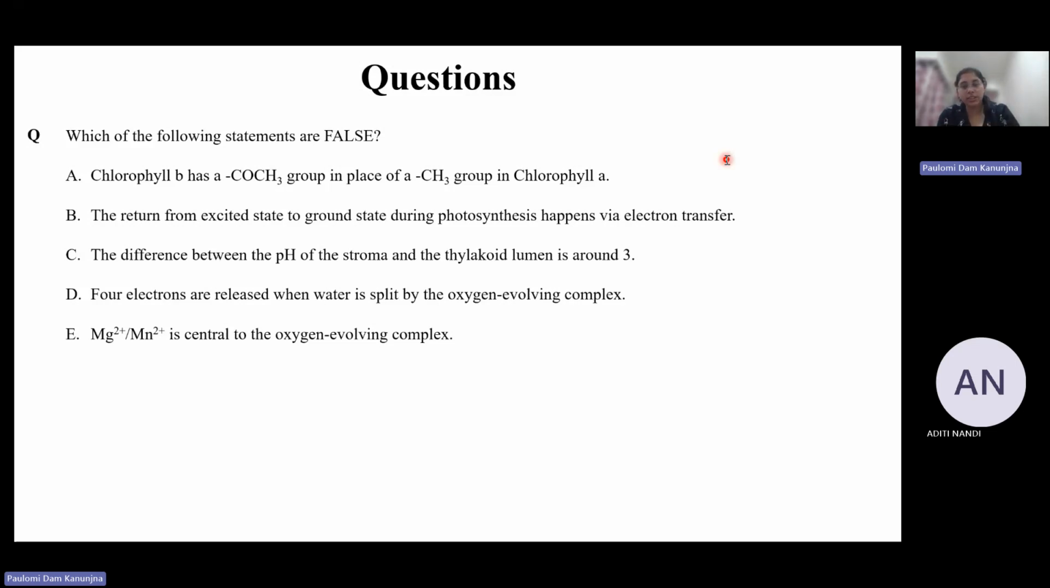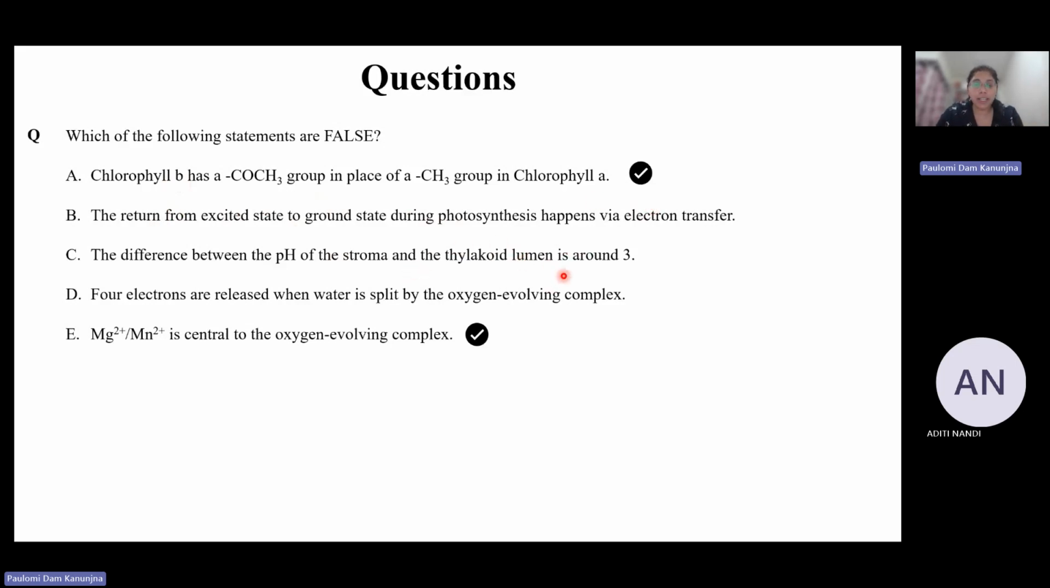E is false. Okay, so let's look at the true statements first. When there is a return from excited state to ground state during photosynthesis, that is via electron transfer. We have already established that.